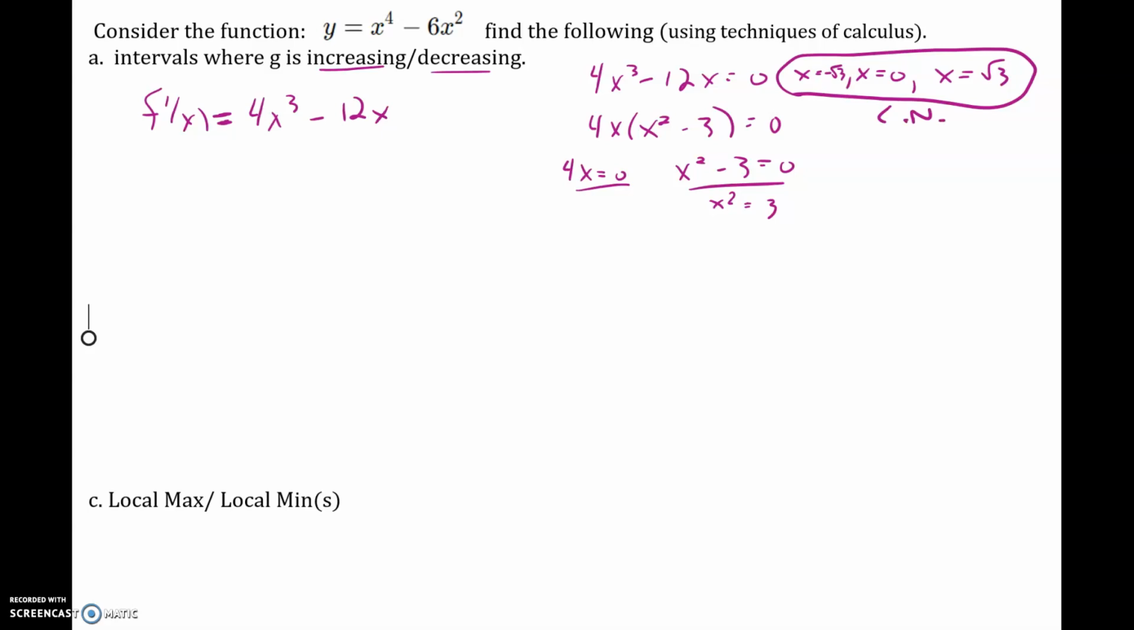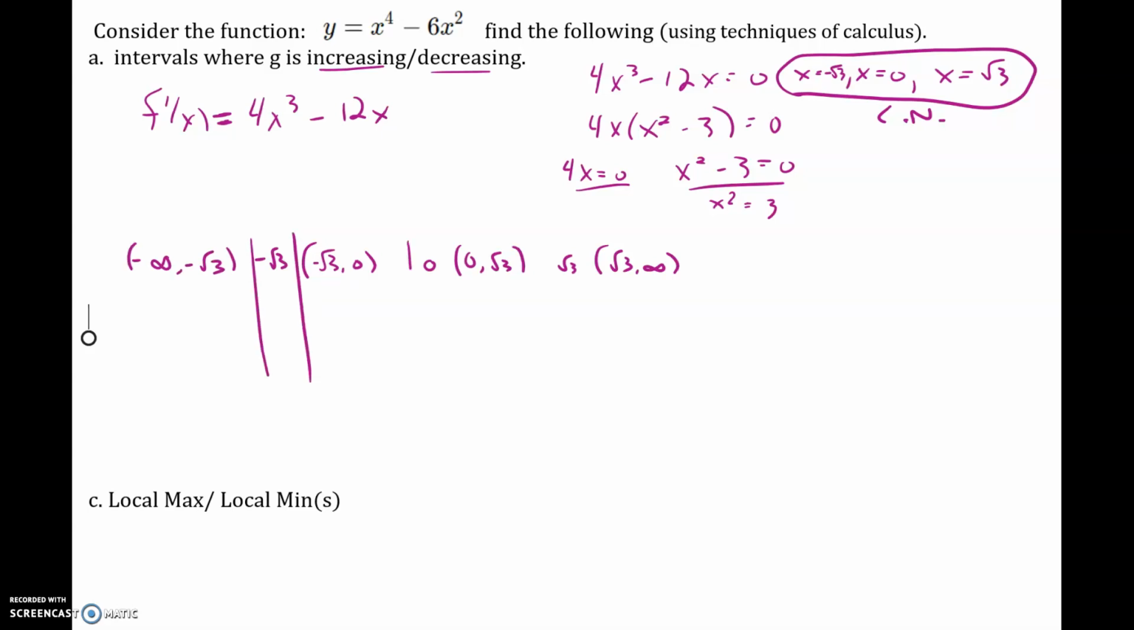That's negative root 3, 0, and root 3. Okay, so what I do, and you'll see this done in a couple different ways, is make this little chart. I break up my real number line by those critical numbers. I want to know if it's increasing or decreasing from negative root 3 to 0, from 0 to root 3, from root 3 to infinity, and from negative infinity to negative root 3. That's my whole real number line broken up by my critical numbers.